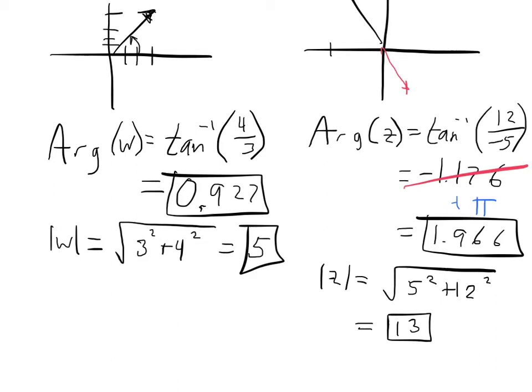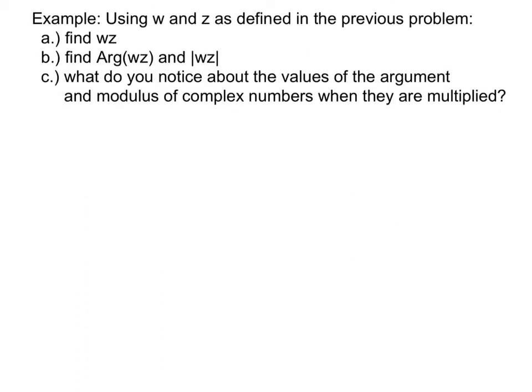Okay, so hopefully not a big deal. I want to do one last thing in this lesson, and that's to look at what happens when we multiply complex numbers. So using Z and W that we just did, I want us to first find WZ, then find the argument of WZ and the modulus of WZ, and then take a look at those numbers and the numbers we just found on the previous page and see if you see some sort of a connection there. So again, pause the video, try that on your own.